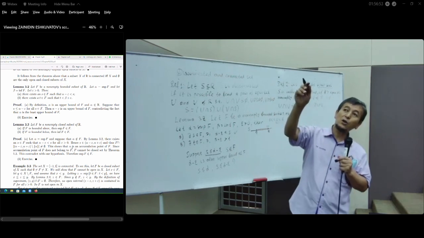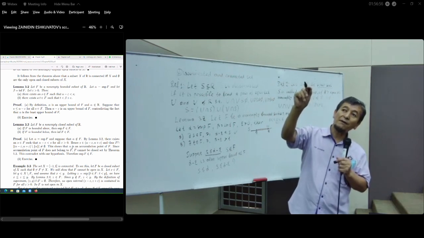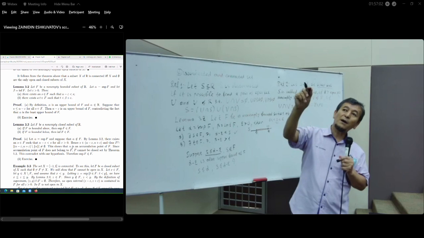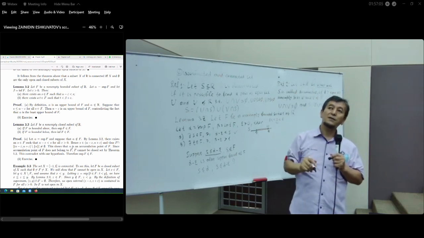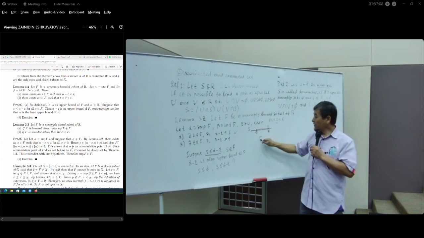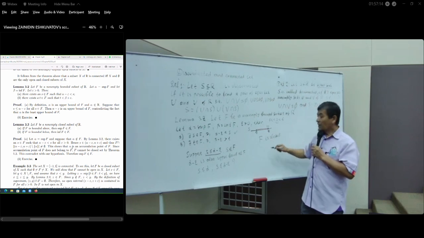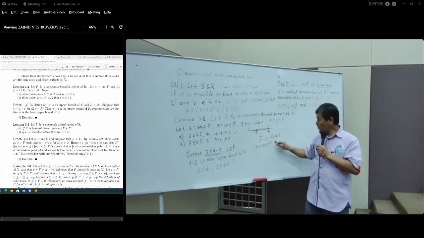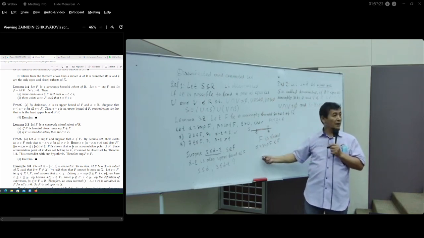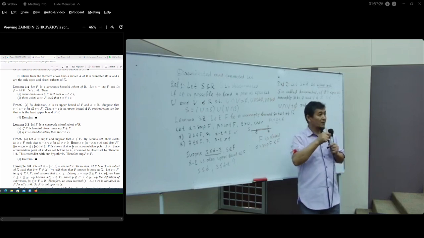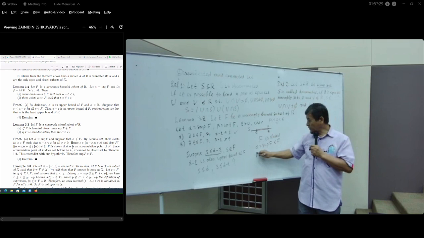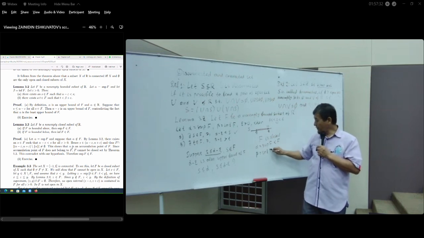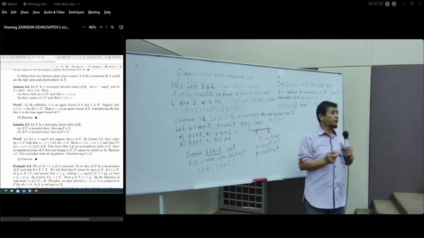Let F be a non-empty closed subset of R. If F is bounded above, then supremum F belongs to F. If F is bounded below, then infimum of F belongs to F, because here F is closed. If F is closed, then the supremum of F is also an element of F because of closedness. The infimum of F is also an element of F because of closedness.